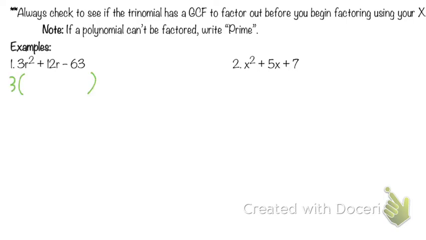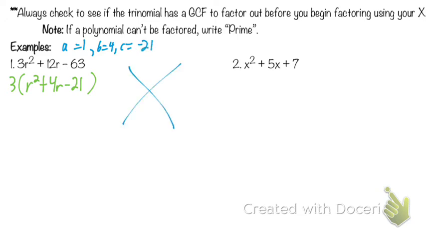So if I factor out a 3, I'm going to be left with r squared plus 4r minus 21. Now, when I identify my A, B, and C here, I'm going to use the numbers inside the parenthesis. So what's going to be my A, B, and C on this one? A is 1, B is 4, and C is negative 21.